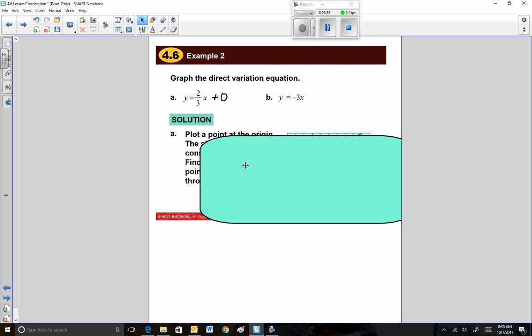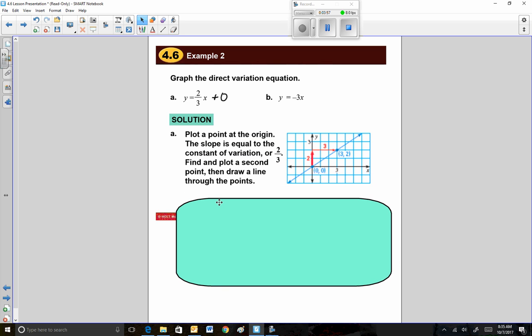So let's take a look. There we go. Letter A is 2/3. We cut it off at 0, and we have a slope of 2/3. Rise 2, run 3. Rise 2, run 3. There it is. There's your second point. That's enough to make a line. All right, let's look at B.